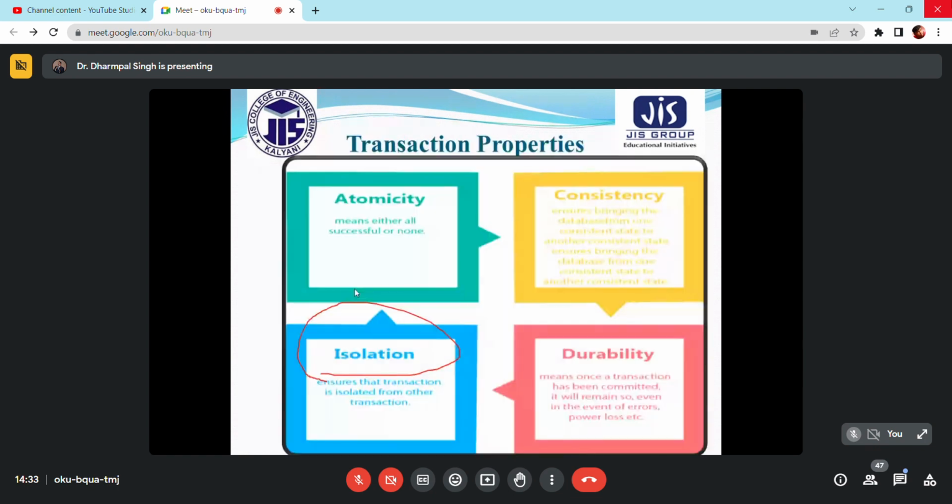Now, what does durability mean? Durability says that once a transaction has been committed, it will remain so even in the event of errors, power loss, etc.